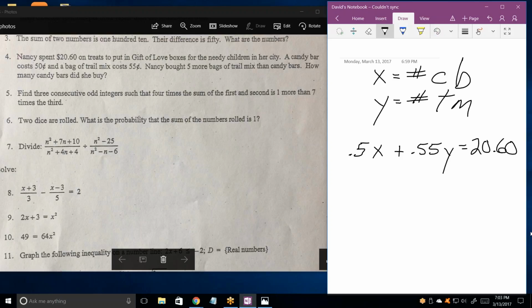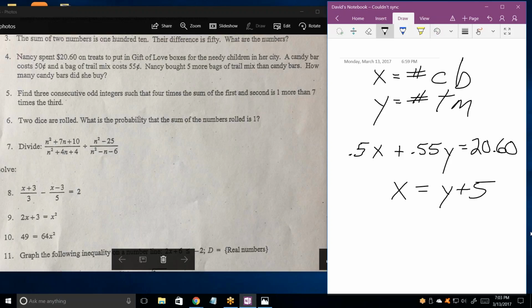Now, the middle sentence says Nancy bought 5 more bags of trail mix than candy bars. What equation does that give me? X plus 5 equals Y? X equals Y plus 5. Now, it's easy to get this backwards like you did.